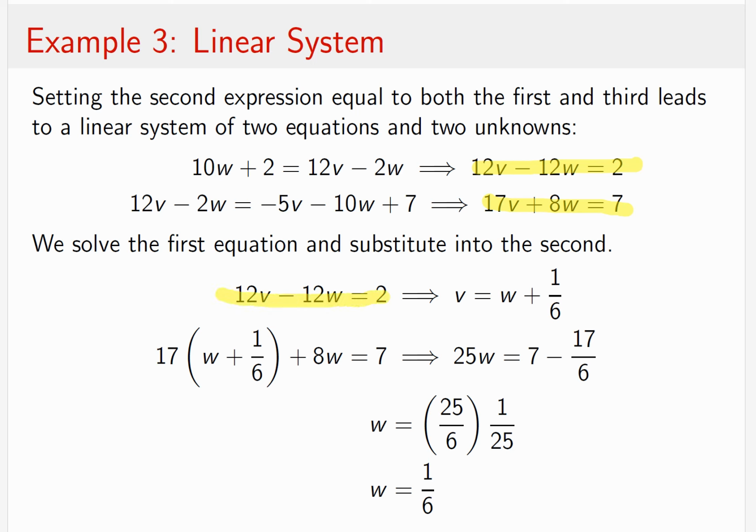So with 12v minus 12w equals 2, we subtract 12w from both sides and divide through by 12. So I have 1/6 when I divide the 2 by the 12, right? And when I divide 12w by 12, I just have w. The 12s cancel. So then I substitute in my w plus 1/6. That simplifies. So 25w equals 7 minus 17/6.